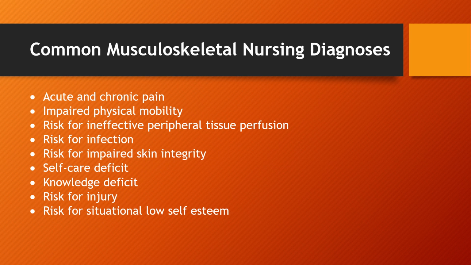They're going to have to learn how to take care of themselves, to follow any precautions, to know what things to report. Risk for injury: there may be weakness, instability, they may be learning new gaits with a walker or with crutches, so risk for injury is a big one as well. And then risk for situational low self-esteem due to some of the changes maybe in their lifestyle, their mobility, and their ability. So that's another common nursing diagnosis.